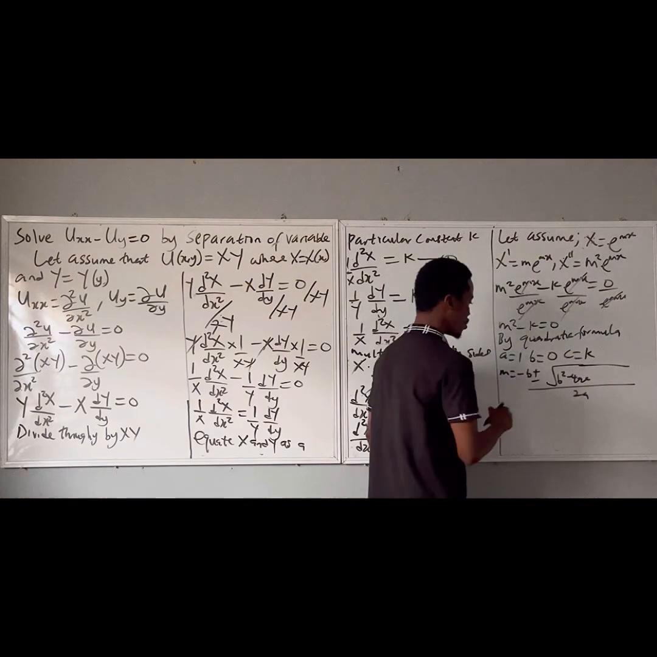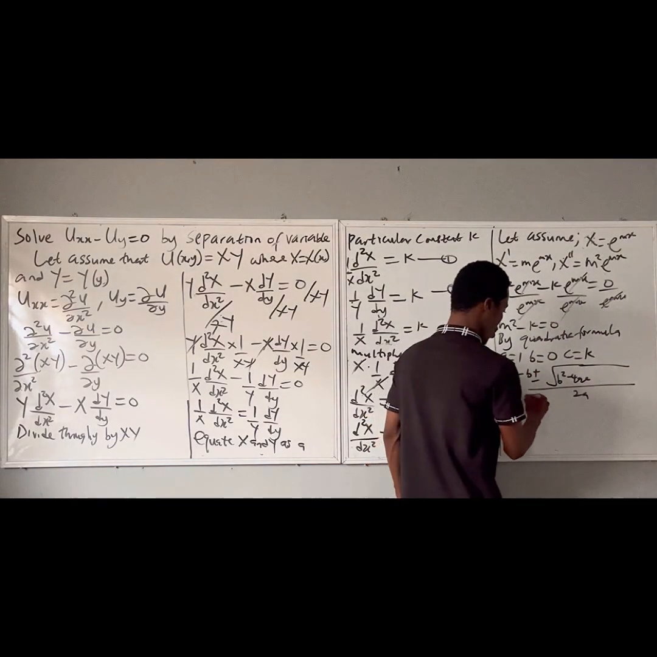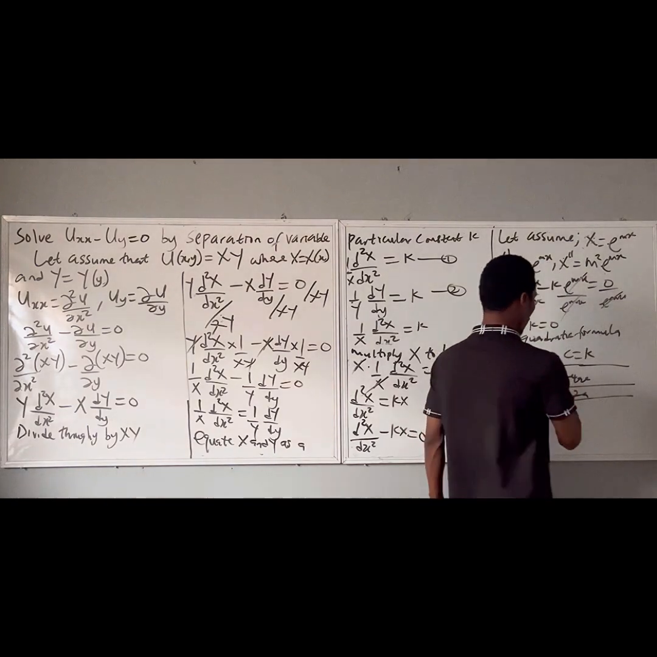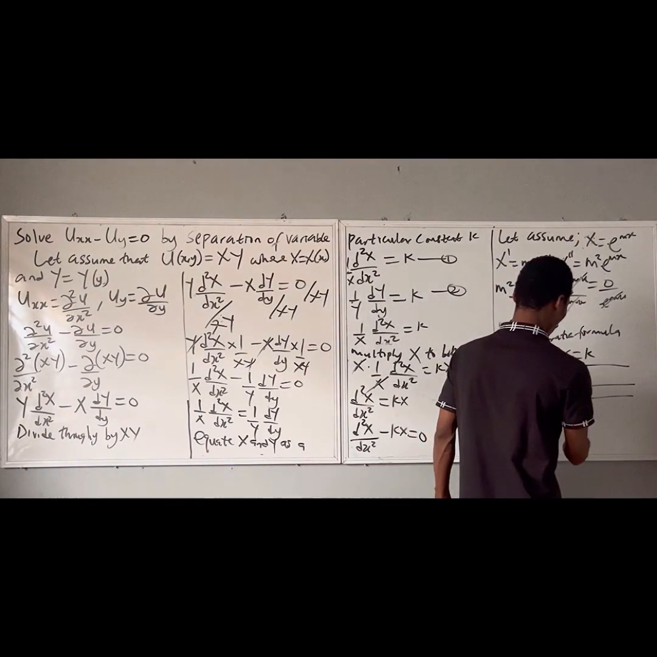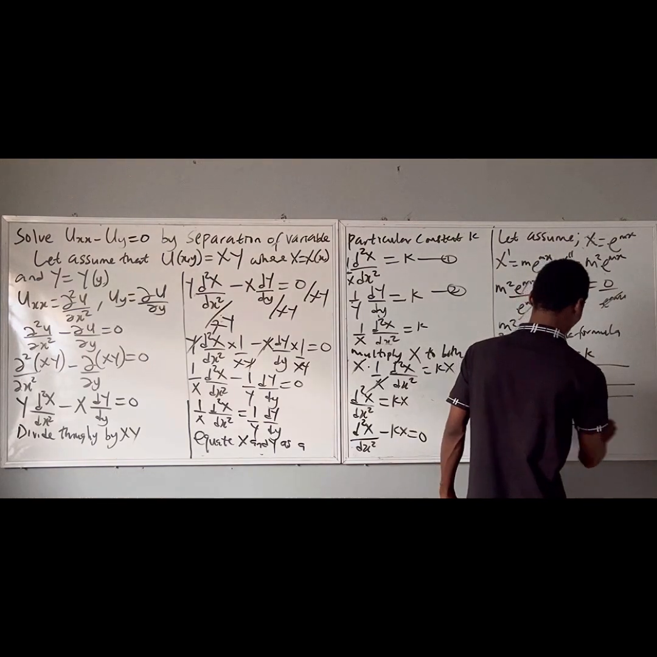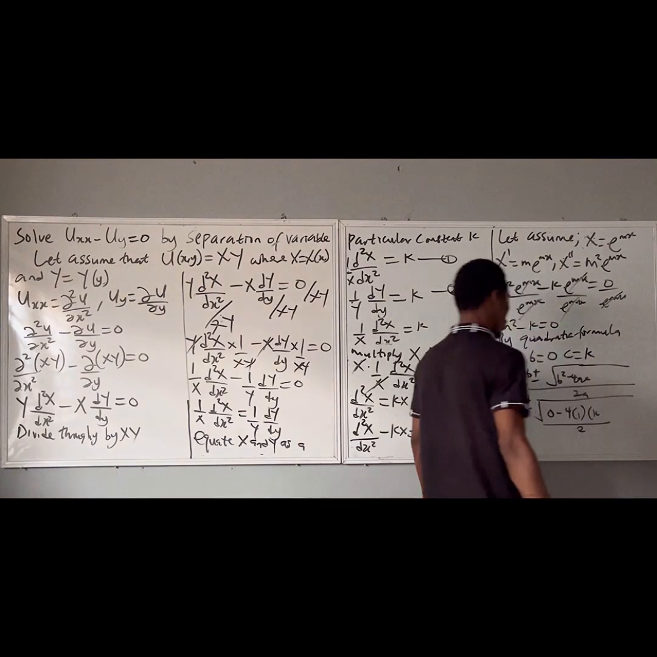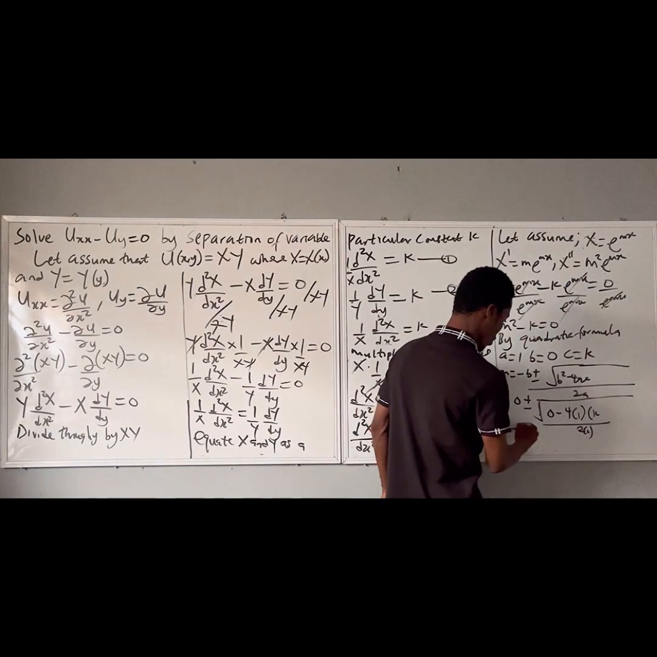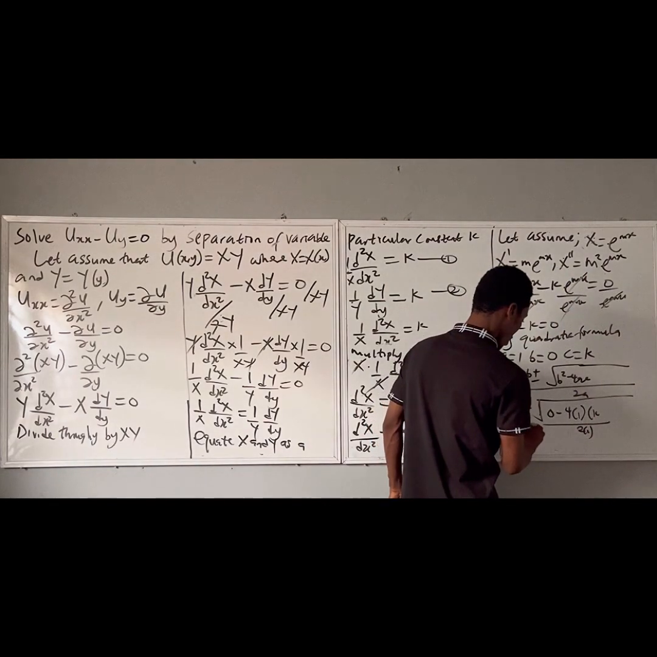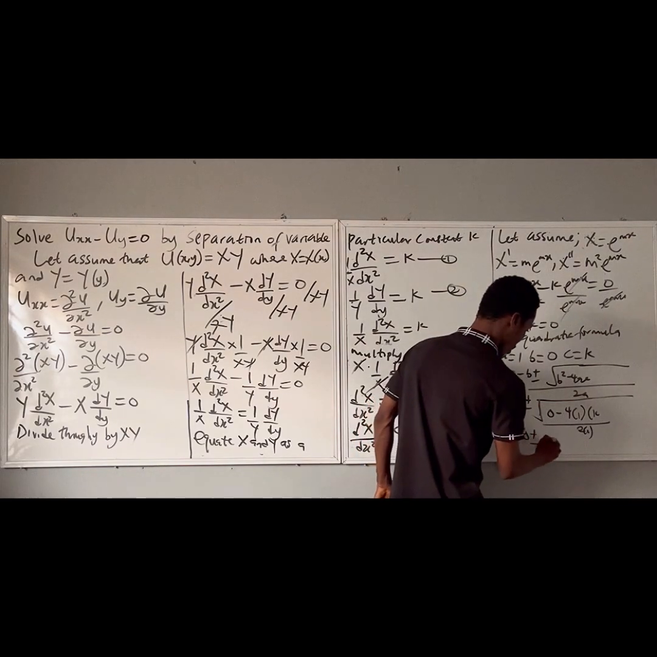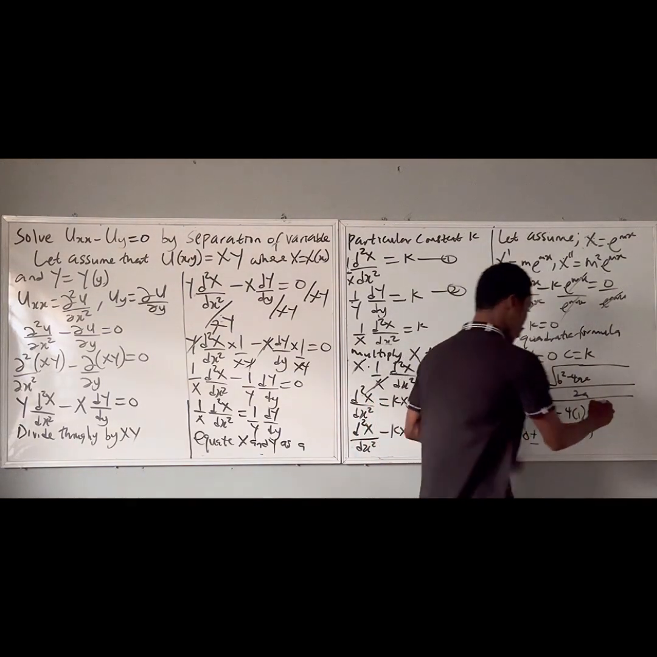So what is my minus b? It is 0. So I'm going to have 0 plus or minus square root of b squared. What is my b? It is 0, minus 4 times 1 times c. Then all over what? All over 2 times 1, which is 1. So I'm going to have m as what? 0 plus or minus, so minus 4k.